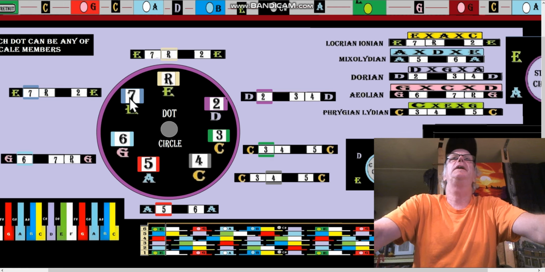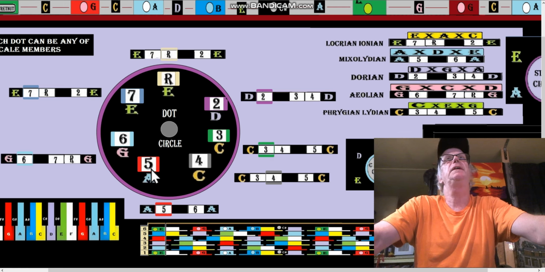If we want to find it on another pattern, it would be the 6th. What is B the 6th of? B is the 6th of D. B is the 5th of what? B is the 5th of E. B is the 4th, you see how this is working, right? The 4th of F sharp.